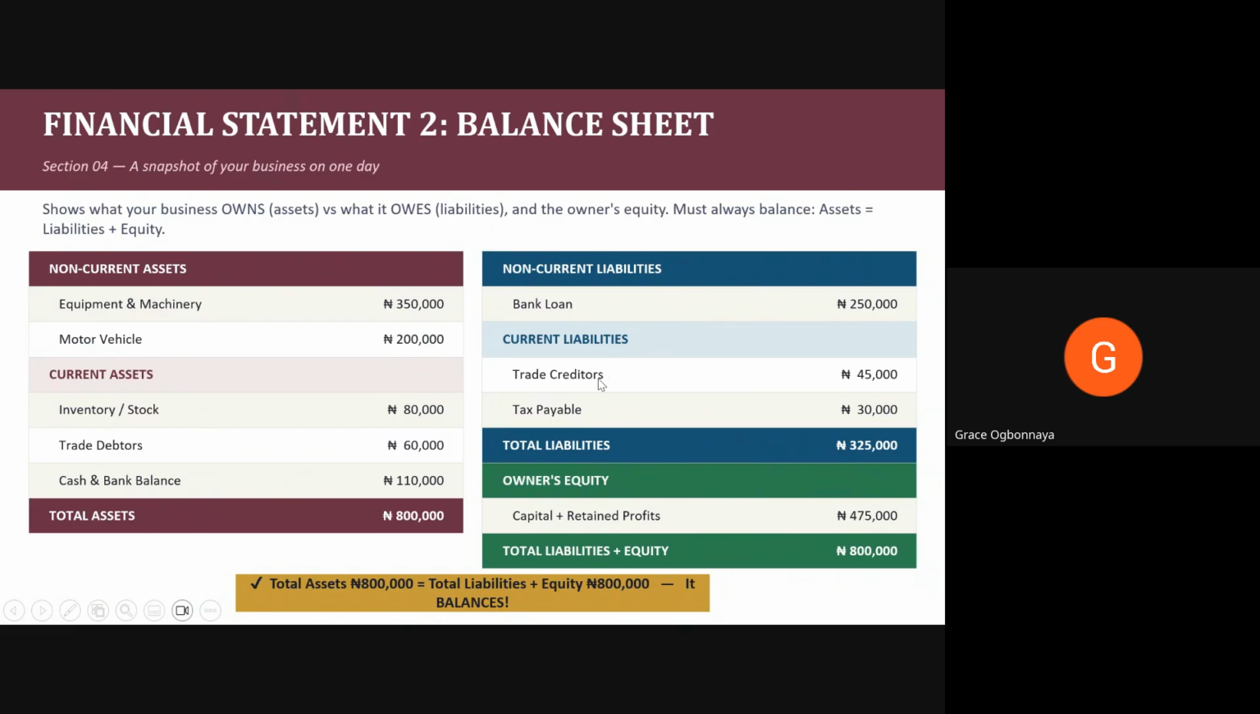When you are owing people, that's creditors, trade creditors. When people are owing you, they are your debtors. But those people that you are owing are called creditors. Your creditors, 45,000. Maybe there's a tax that you're yet to pay, that's 30,000 naira. When you sum up the loan, the people you are owing, and the tax you are yet to pay, your liability is 325,000 naira.